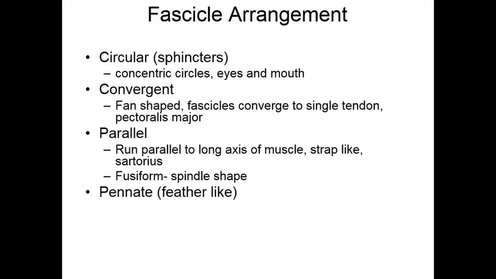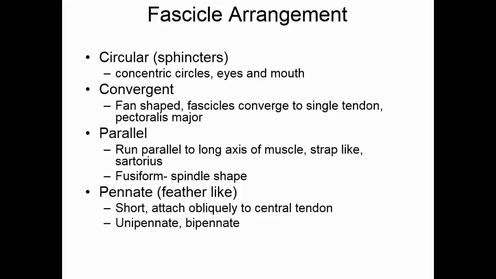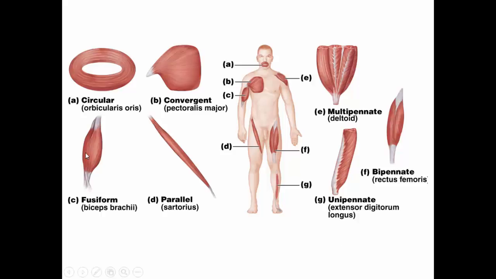In pinnate muscles, the fascicles are arranged in a feather-like fashion. Here we have short fascicles that are arranged obliquely to a central tendon. They may be unipinnate, that is, tendon with fascicles only on one side, or bipinnate, with fascicles on both sides of the tendon. Here you see some of the different muscle types.